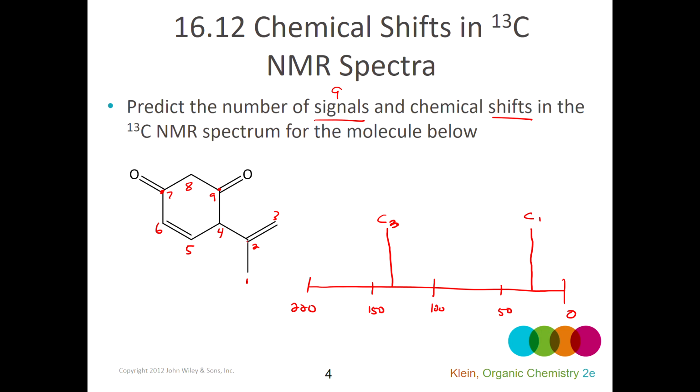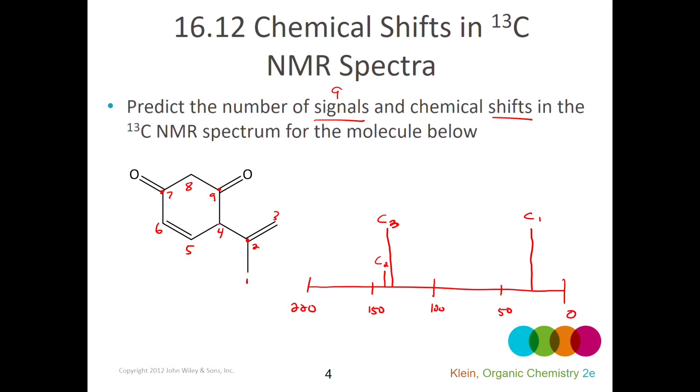As long as they're not equivalent, if there's any difference at all between them, they're not going to give the same signal. So I don't expect carbon 2 and carbon 3 to be in the exact same spot, but I do expect them both to be between 100 and 150. And as we said earlier, carbon 2 doesn't have any hydrogens attached, so I would probably expect that one to be a smaller signal, a weaker signal.